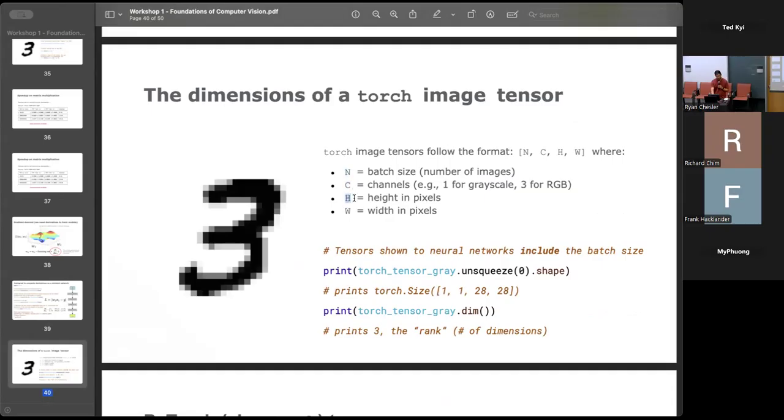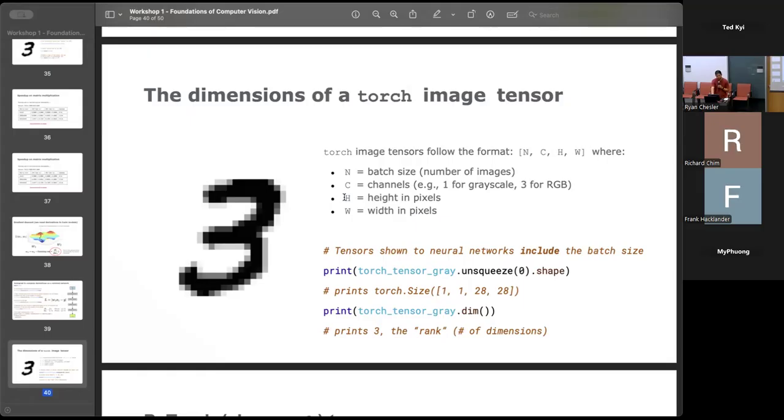Just to be clear, this is different from the NumPy expectation. NumPy expected height, width, channels. This is batch, channels, height, width. So even if you break off the batch piece, this is still flipped. This can be extra confusing because even within PyTorch, different models might have different expectations. So you might have to transpose things around and make sure that you're doing things in the correct order.